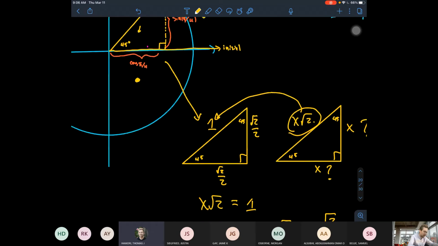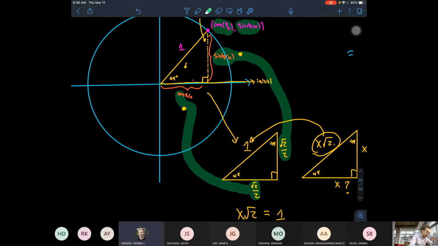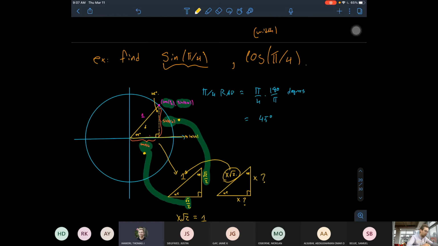And if I look back at the unit circle, I realize that those numbers, the square root of 2 over 2, is going to correspond to the number sine of pi over 4. And likewise, square root of 2 over 2 is going to correspond to the number cosine of pi over 4. So my goal was to find out what number sine of pi over 4 and cosine of pi over 4 represent. And they both represent square root of 2 over 2 in this case.